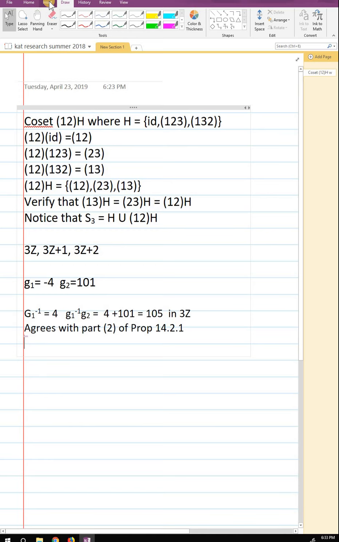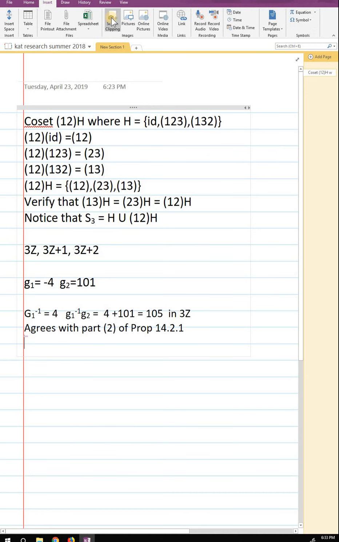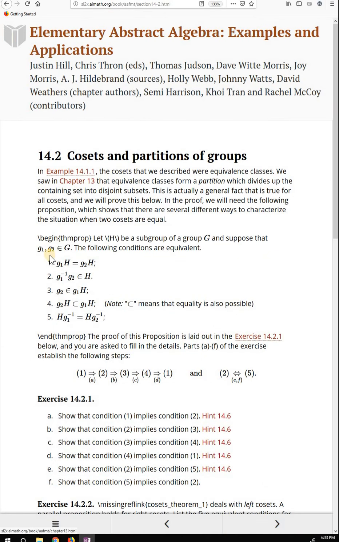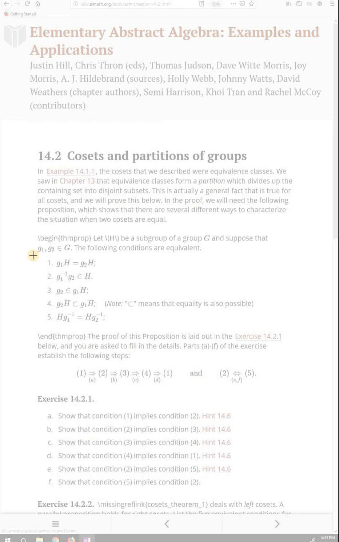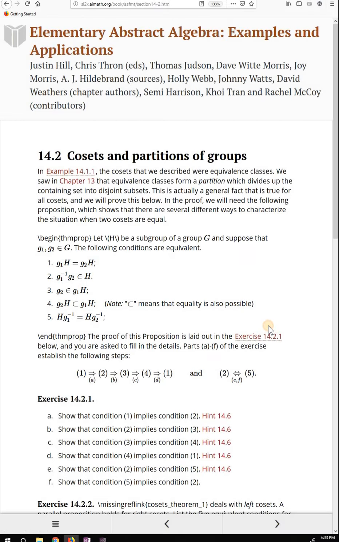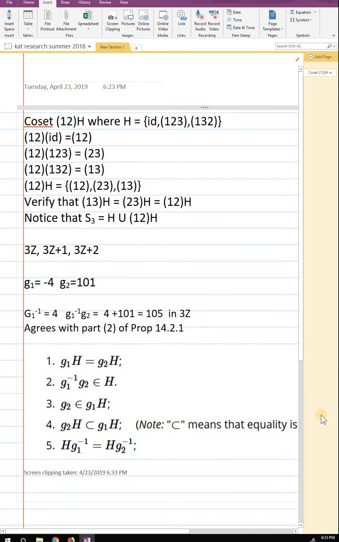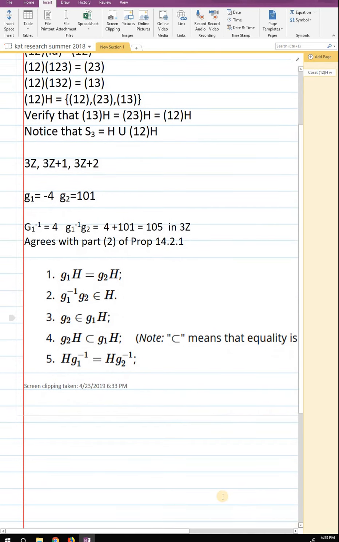I think I gave you a bunch of these proofs to do. Yeah, most of them. A through D on the exercise. All right, we can do one. Okay, good. So let's do A implies B. And there's a bunch of hints at the end of the chapter. So let's do 1 implies 2.